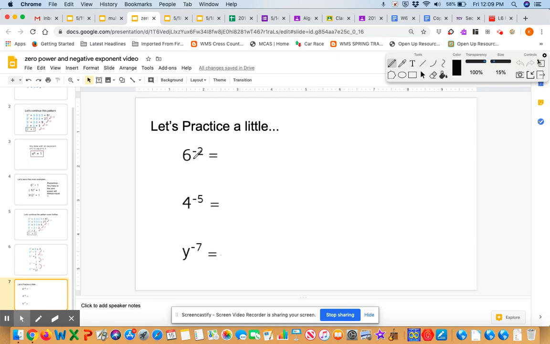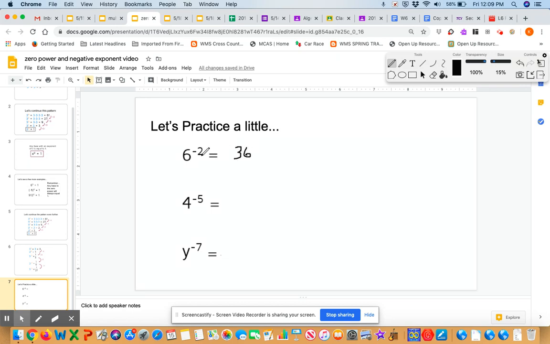I want to figure out 6 to the negative second. Now, I'm not going to make a big pattern like I did with all the other examples. These are the steps you should do. You should, in your brain, ignore that negative exponent for just a second and pretend we have 6 to the second power. If we have 6 to the second power, you guys know 6 to the second is 36, okay?